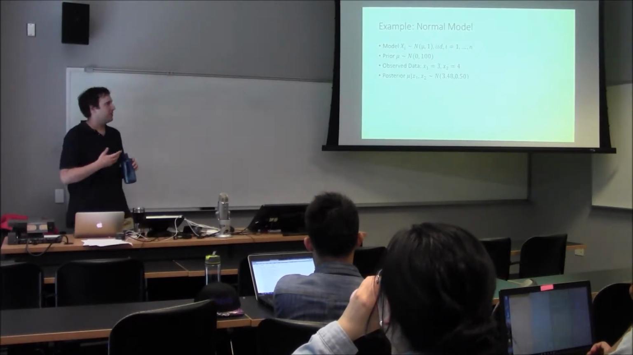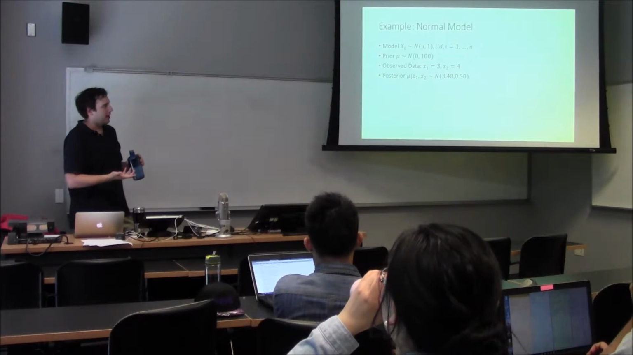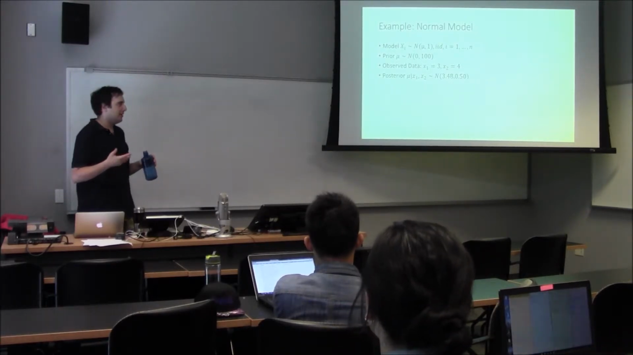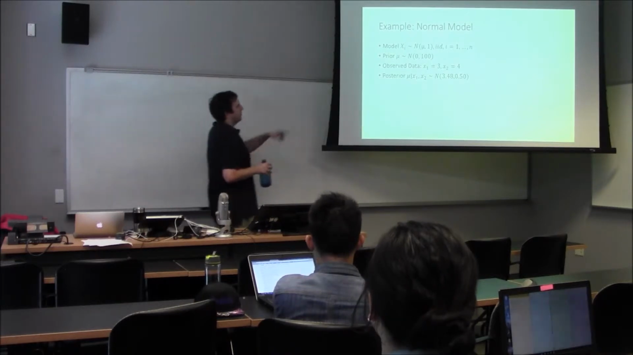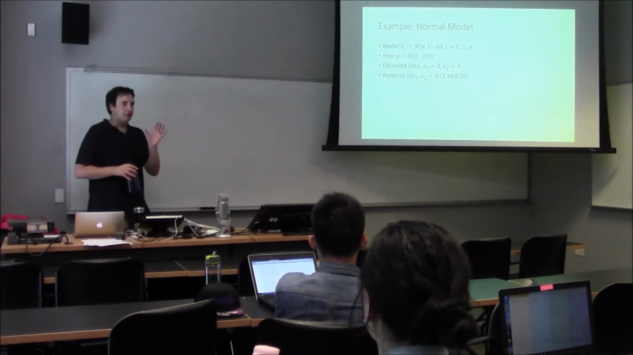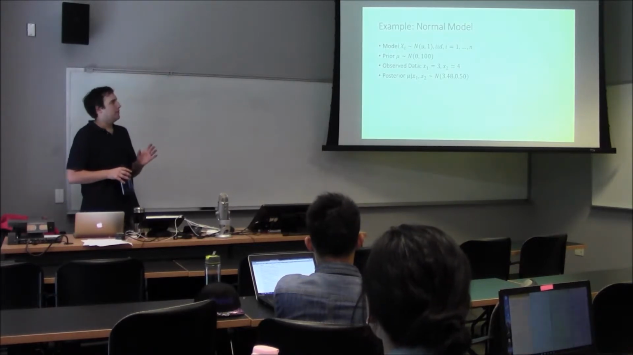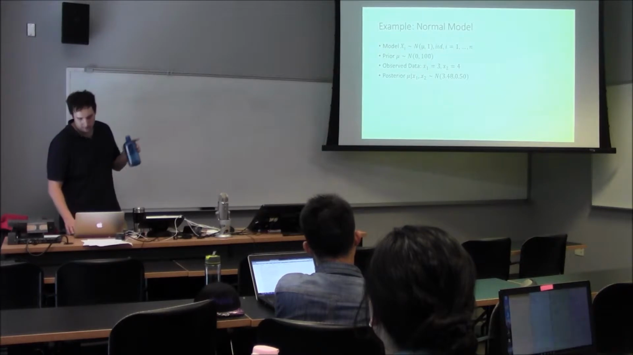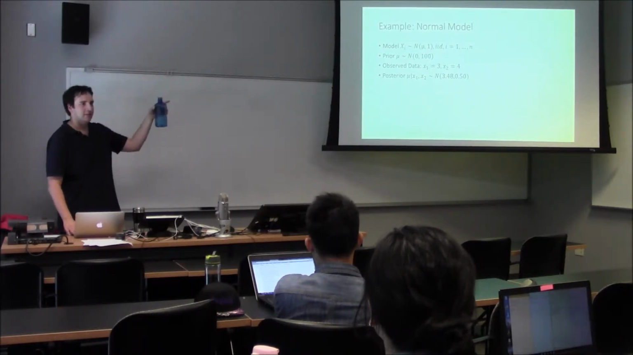Because we're dealing with a normal model and a normal prior, the posterior you can calculate. It's not too bad, especially under these conditions. The posterior here is a normal with a mean of 3.8 and a variance of 0.5. Those are rounded a little bit, but that gives us something to compare to.